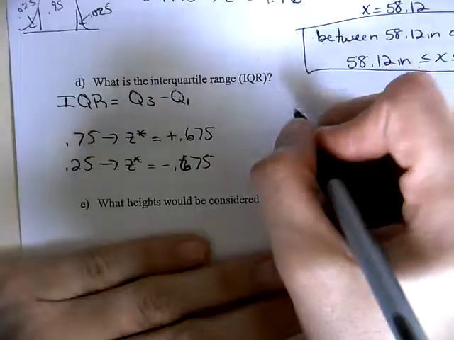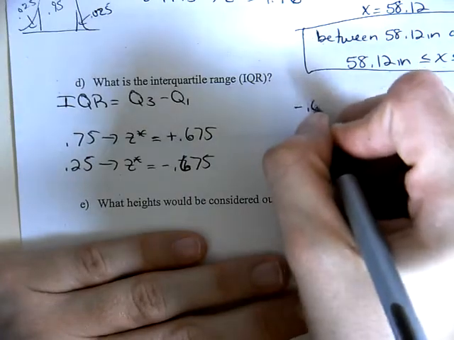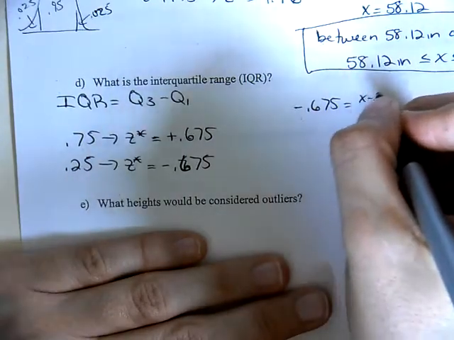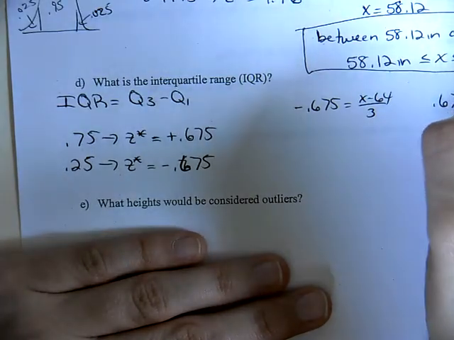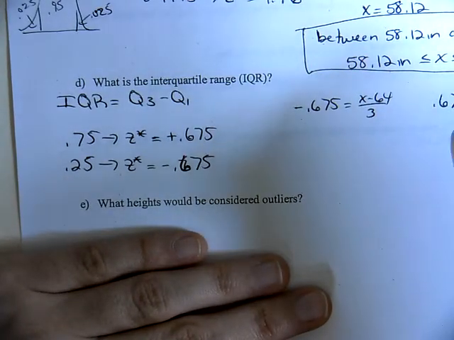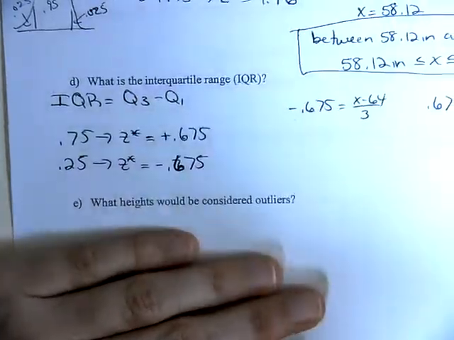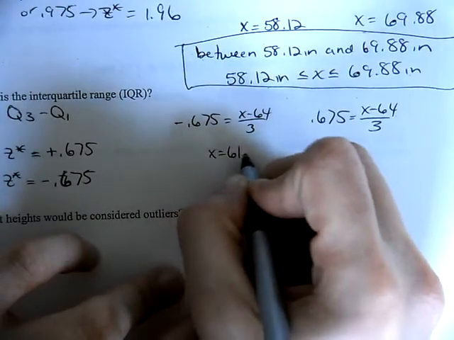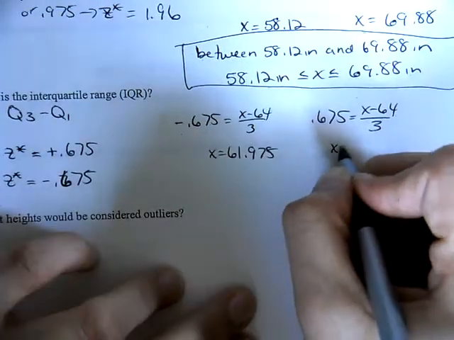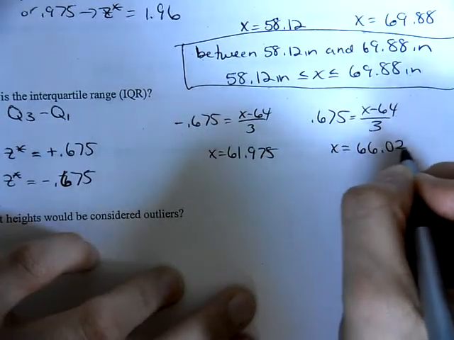So, same process. Negative 0.675 equals x minus 64 divided by 3, and positive 0.675 as well. So here I get x is 61.975. Here I get x is 66.025.